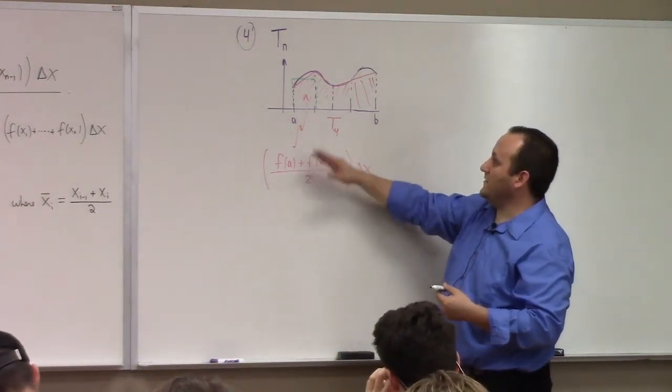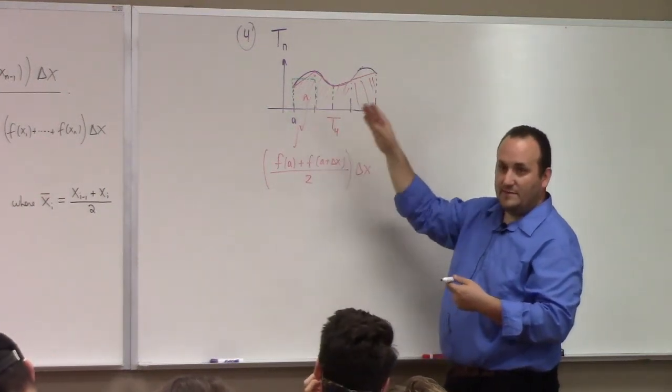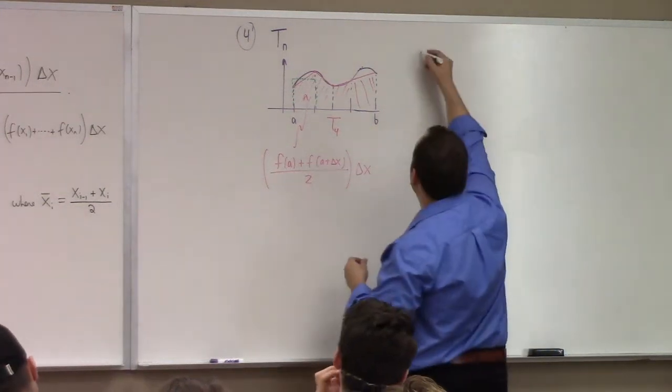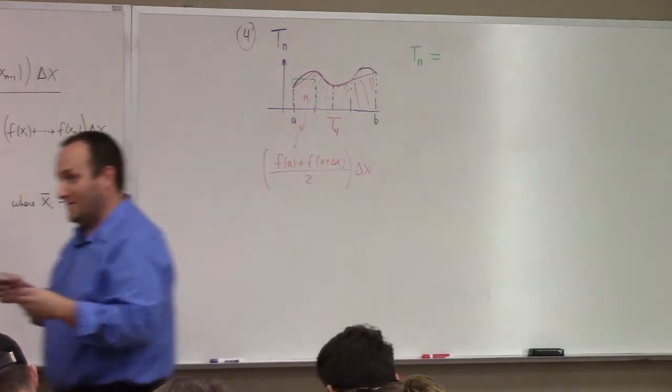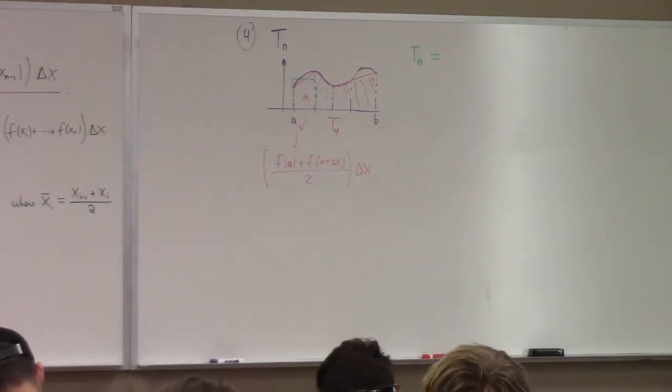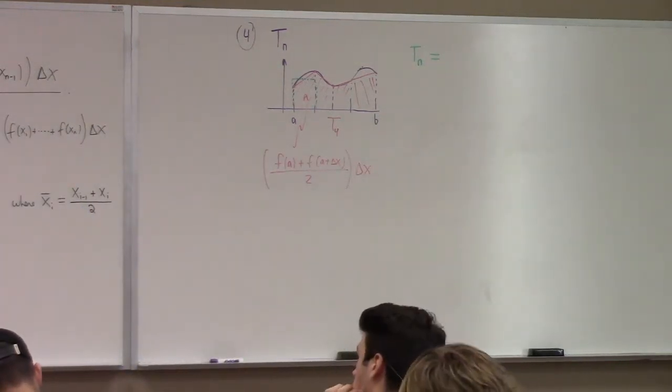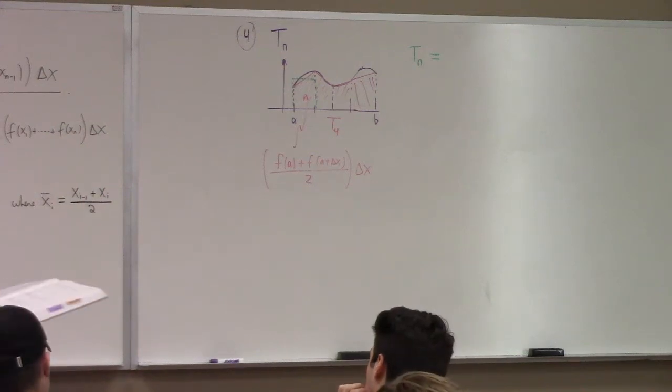So if you take the area of each one of these trapezoids and you add them together, the formula that you get is as follows. Tn is equal to, and this is not something I remember. I mean, I could remember it. I knew it when I took this class, for example.